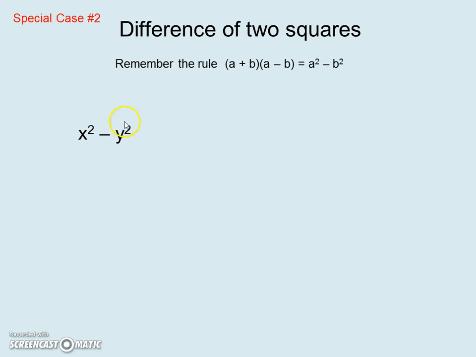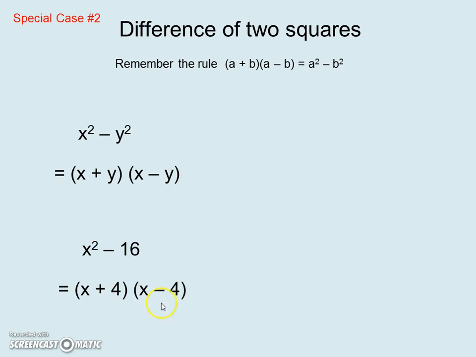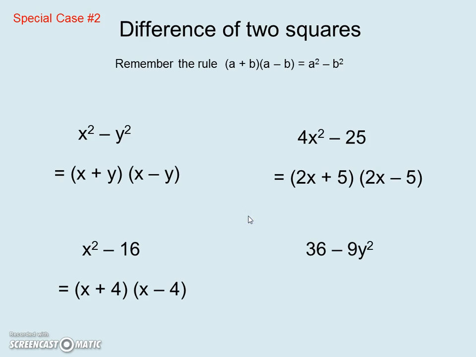Okay, special case number 2, difference of two squares. Remember your rules. It'll be really easy. x squared minus y squared is (x + y)(x - y). x squared minus 16 is (x + 4)(x - 4). 4x squared minus 25 is (2x + 5)(2x - 5). 36 minus 9y squared is (6 + 3y)(6 - 3y). If you didn't get that, pause the video, have a look, see if you can work it out. It's all based on this pattern here.